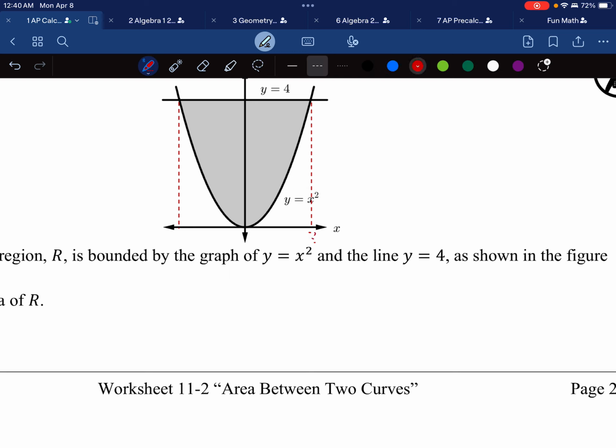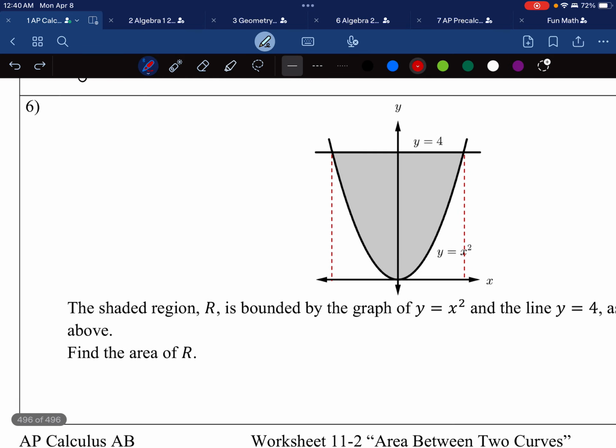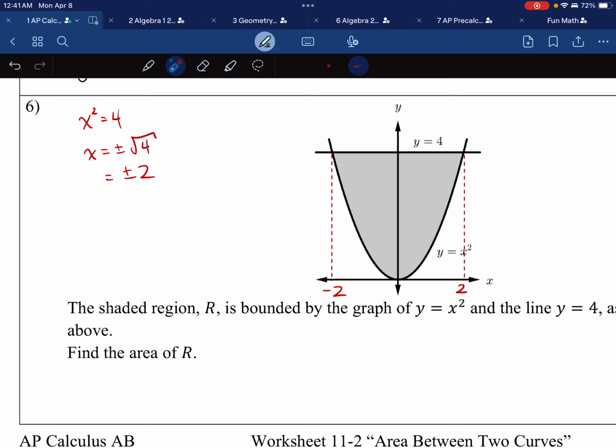How do I find that spot right there? The answer is to set them equal to one another. If I set 4 and x squared equal to each other, you'll find the x coordinate. So x squared is equal to 4, square root both sides, and you get x equal to plus or minus the square root of 4, which is plus or minus 2, which makes sense. That's the negative 2, and that's the positive 2. I don't need that negative 2 because, again, I told you my shortcut. I'm only going to pay attention to that right side.